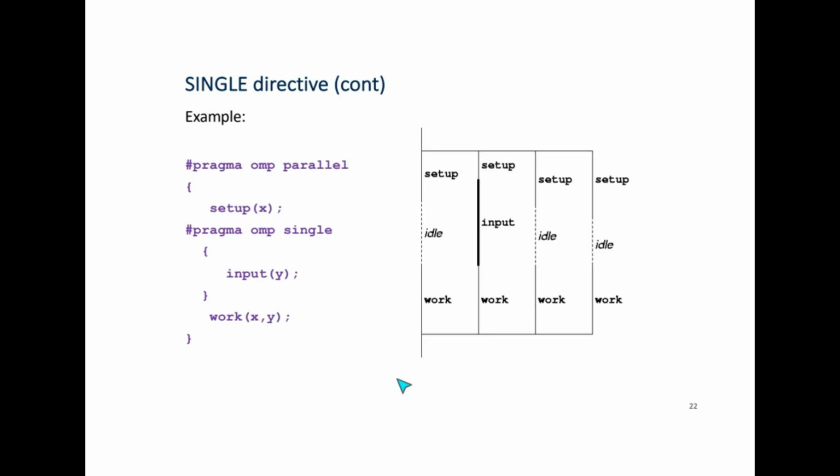There are some other use cases as well. We'll see some of them later on. At least one of the practical exercises has a case where it's convenient to use single, where one thread needs to initialize a value inside a parallel region, and then the other threads have to wait until that initialization has happened before they use that shared variable.